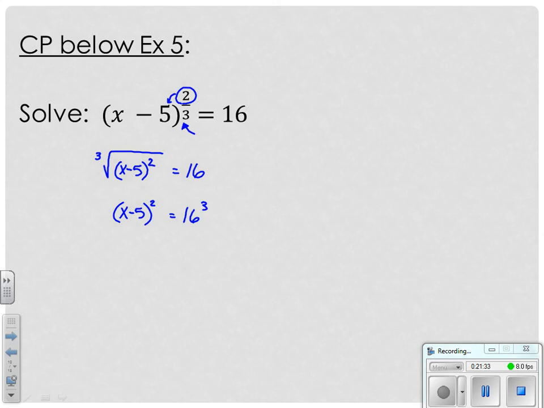Okay, so the x minus 5 squared, now we can FOIL that. We get x squared minus 10x plus 25. And then 16 to the 3rd power gives us 4,096. Bring that over to the left, join it up with everything else, and I get this quadratic.